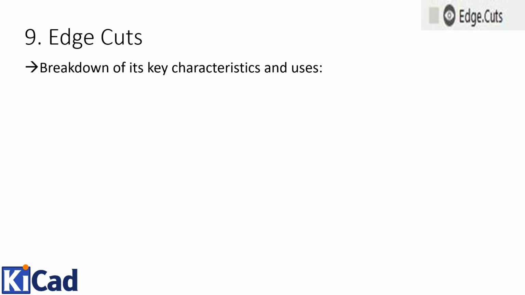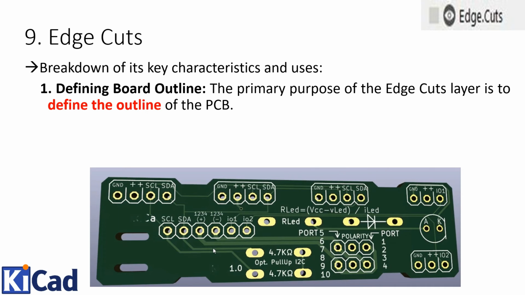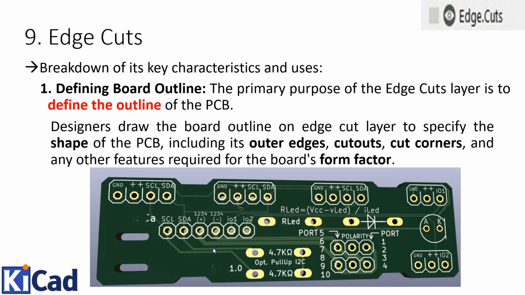A breakdown of its key characteristics and uses: defining the board outline. The primary purpose of the edge cut layer is to define the outline of the PCB. Designers draw the board outline on the edge cut layer to specify the shape of the PCB, including its outer edges, cutouts, cut corners, and any other features required for the board's form factor.